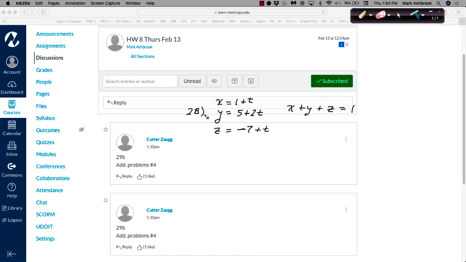So we basically want the intersection of these two. So we're going to combine these two equations. We want both of these things to be true. We want the x, y, and z to be these, and we want this relationship to be true. So what can we do? Substitute the x, y, and z. Yeah, so then it's 1 plus t plus 5 plus 2t minus 7 plus t equals 1.